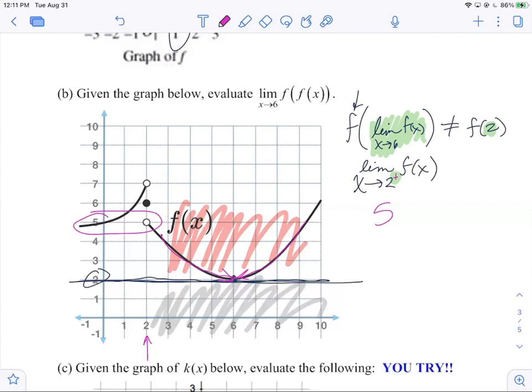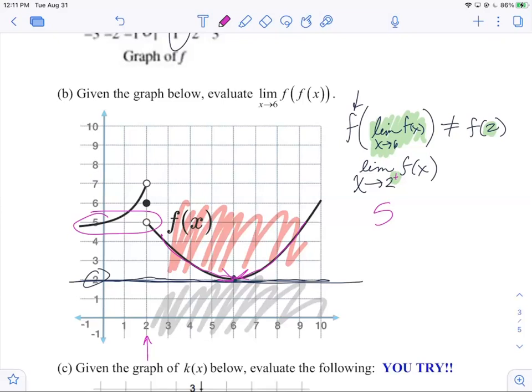It's the open circle, right? As I approached 2, I was approaching 5. Done. But now if I have to let 5 be my new input, from where am I approaching 5? Exclusively from the negative side. So that would turn into a left-sided limit. Correct. Okay, I get it.